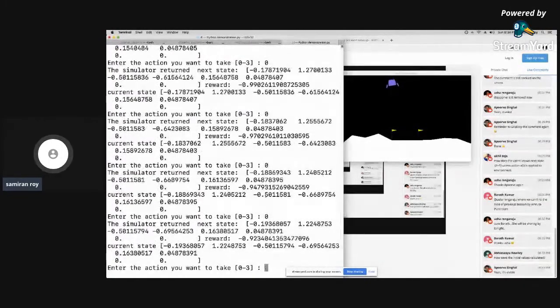So this is what is happening. Like in a good computer, it's millions of times per second, and the agent is learning how to play.